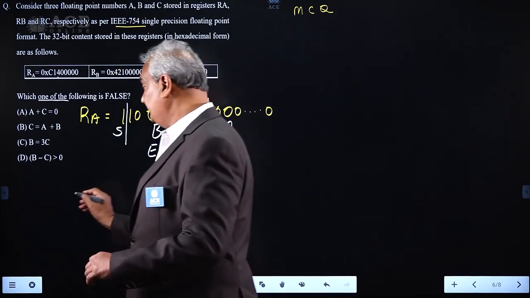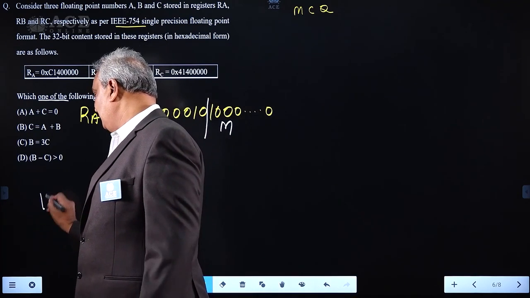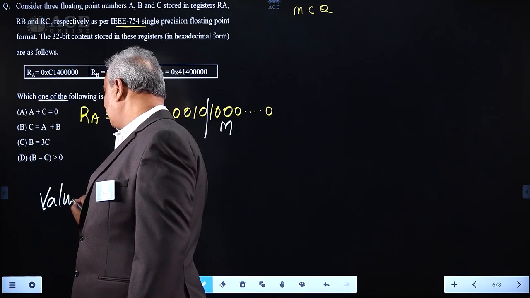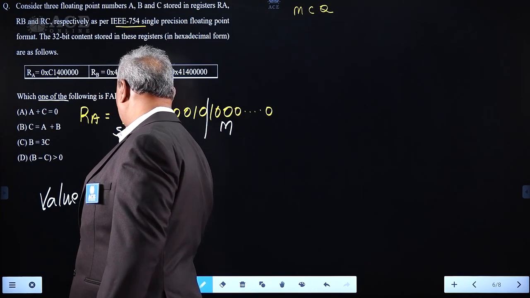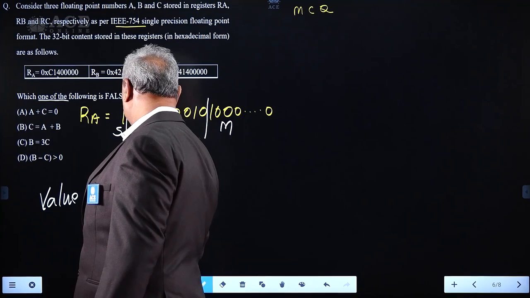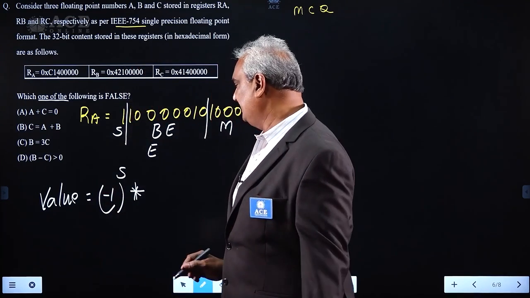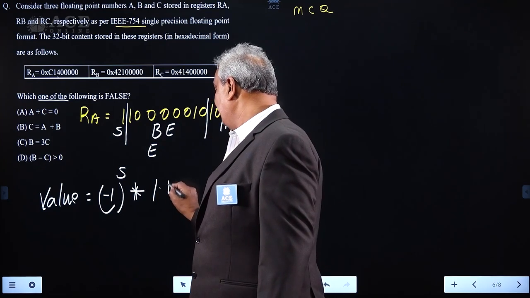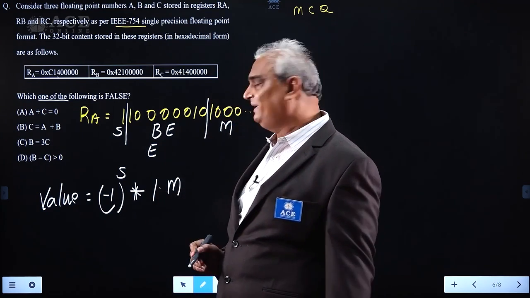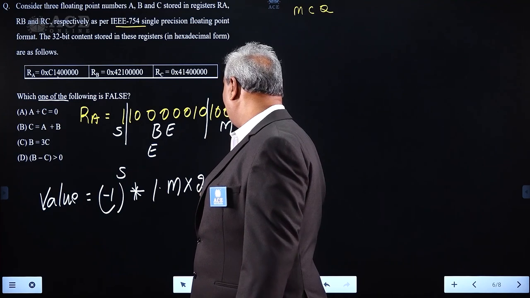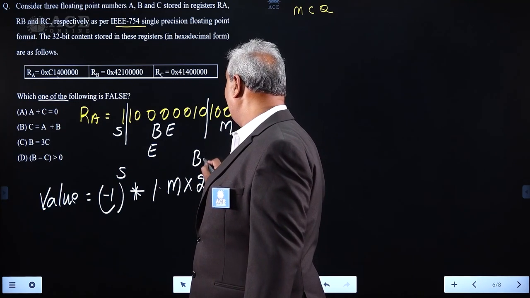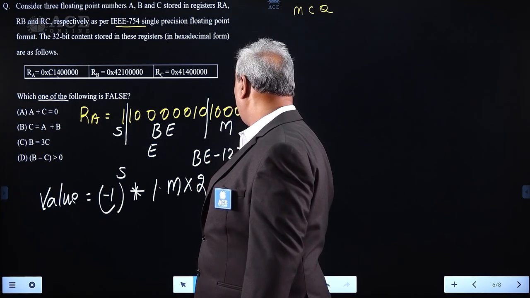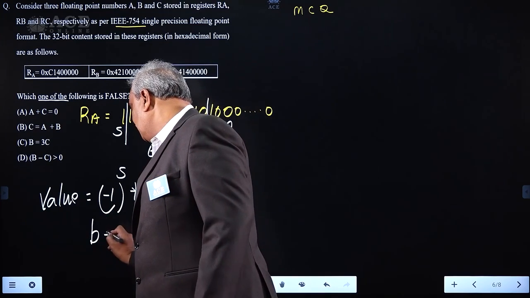The expression for finding the decimal equivalent is nothing but the value expression, which is (-1) to the power s into 1.m into 2 power biased exponent value minus 127. Here s is the sign bit, and 1 is the hidden bit, because the biasing value is nothing but 127.